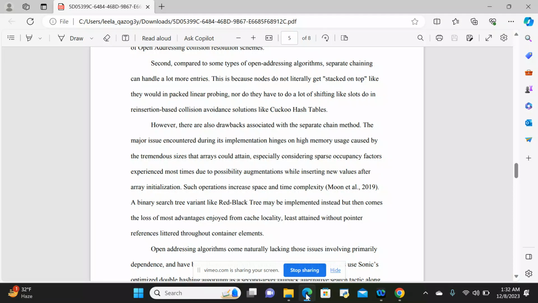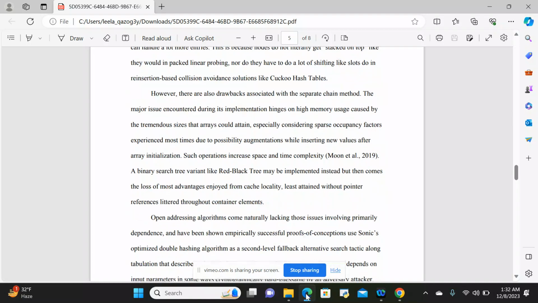Nor do they have to do a lot of shifting like in slot-reinsertion-based collision evidence solutions like Cuckoo hashing. However, there are also drawbacks associated with the separate chaining method. The major issue encountered during implementation is high memory usage, caused by the fixed size that arrays cannot exceed, especially considering space occupancy.